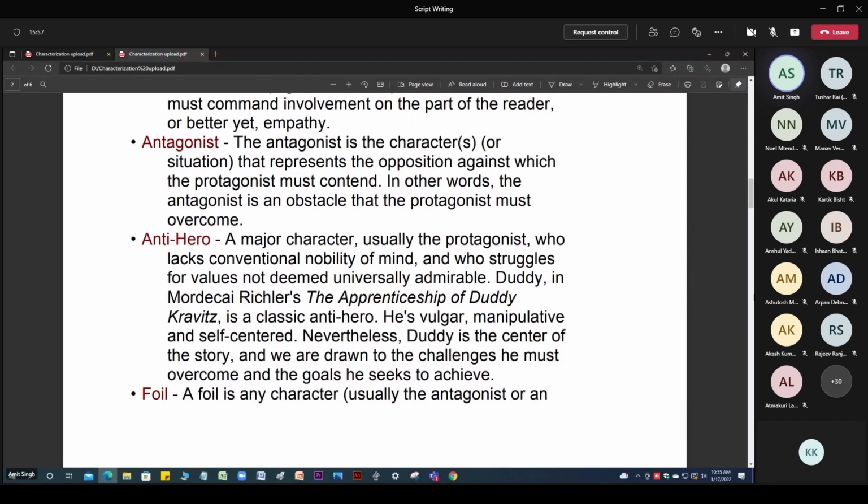Okay, so anti-hero. Now I would ask you, you can even go through this. How do you differ an anti-hero from a protagonist?